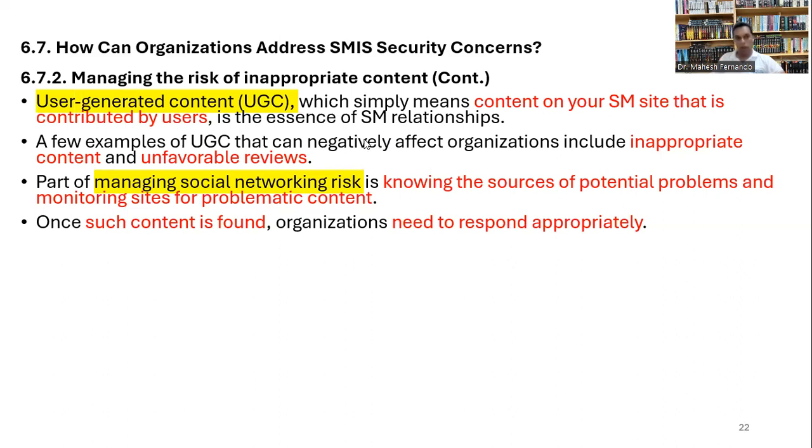A few examples of UGC that can negatively affect organizations include inappropriate content and unfavorable reviews. So most of the time, if it is inappropriate content or unfavorable reviews, you might be identifying that it might be harmful, or a kind of problem for the social media that you are using. A part of managing social networking risk is knowing the source of potential problems and monitoring the site for problematic content.